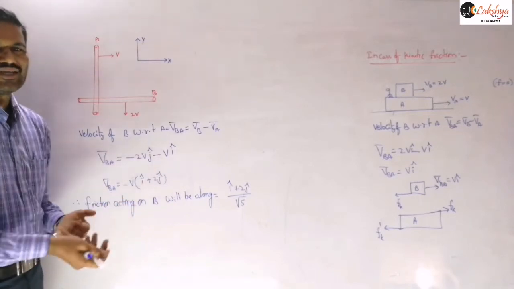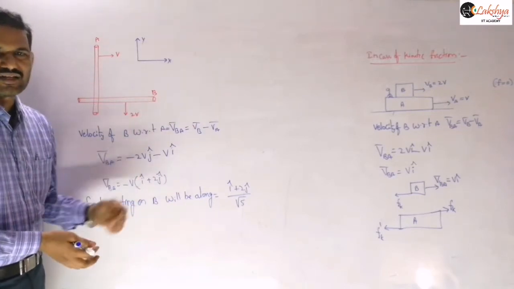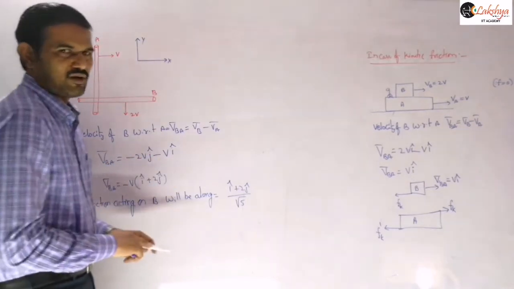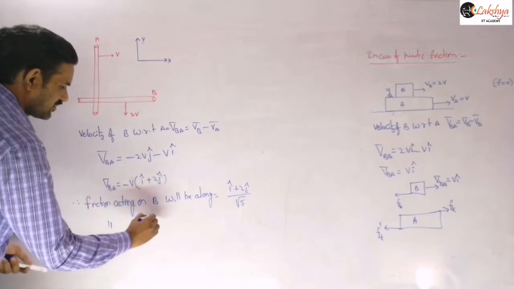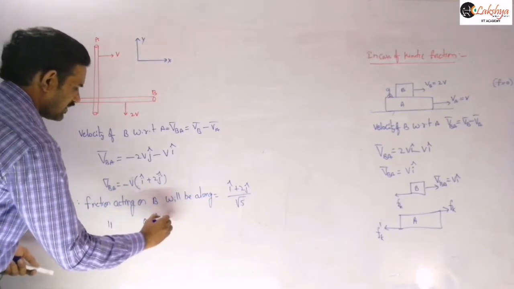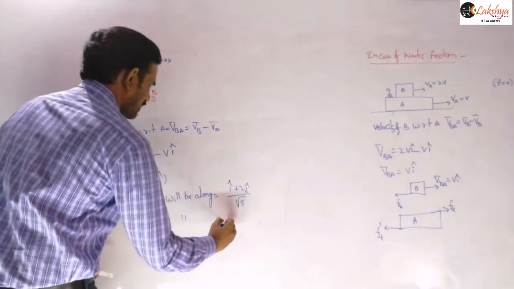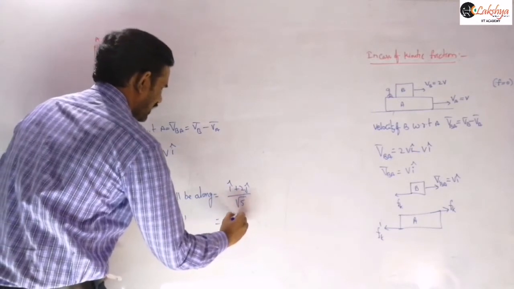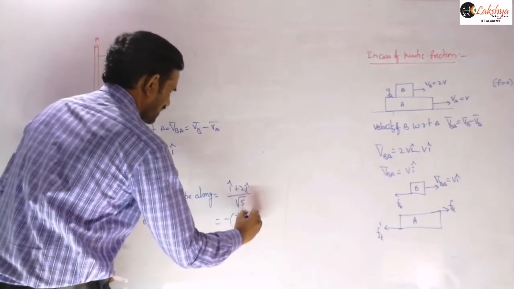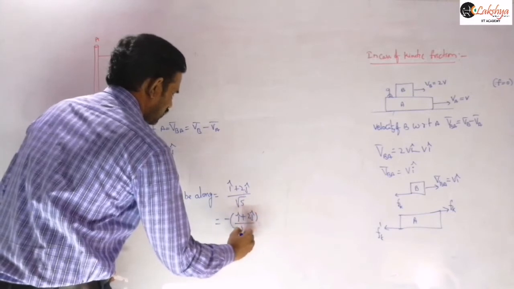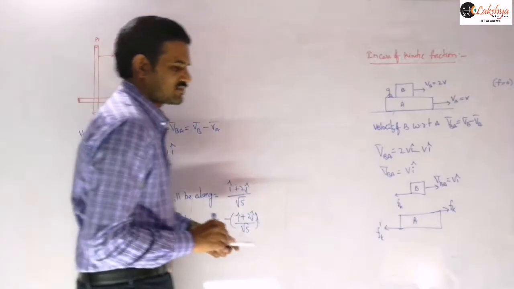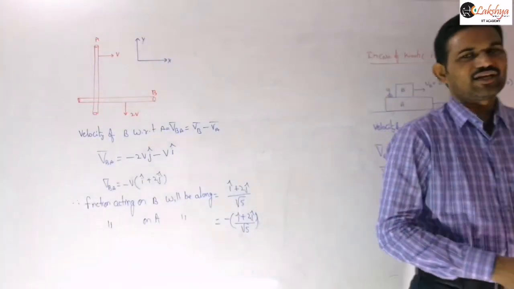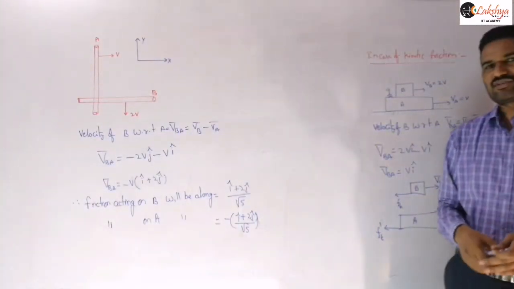And so now on A, you can say that simply it is action and reaction. So on A it will be opposite to this. Therefore, I can write that the frictional force acting on A will be along minus of (i cap plus 2j cap) by root 5. So that is the frictional force acting on B. So like that you can consider the direction of the frictional force here, right?